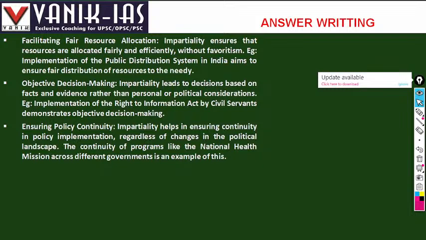Ensuring policy continuity. Impartiality helps in ensuring continuity in public policy formulation and implementation, regardless of changes in the political landscape. The continuity of programs like the National Health Mission across different governments is an example of this.